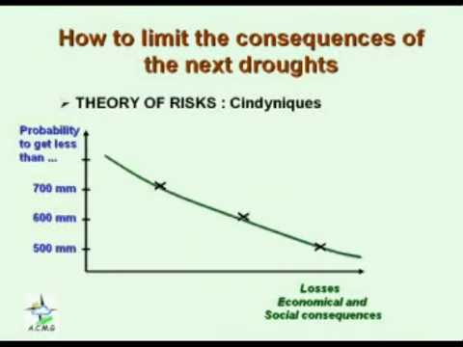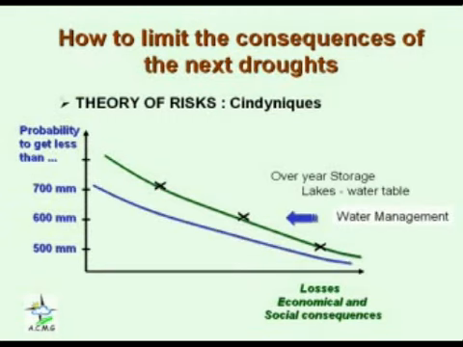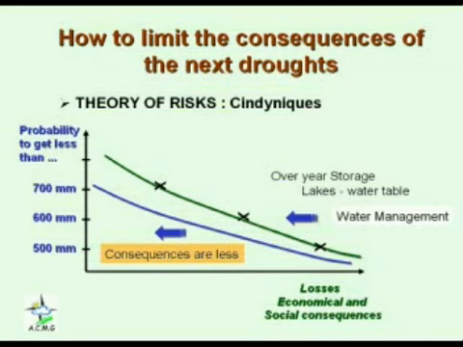This graph shows how to limit the consequences of droughts, for example, by the theory of risks. It shows the probability of getting less than 700 millimeters, 600 millimeters, or 500 millimeters of rainfall, and what the economic and social losses are. Suppose we have over-year storage in lakes and the water table with better management; then the consequences are less, as shown by the second graph. So better storage means less drought. It is as good as increasing the precipitation.